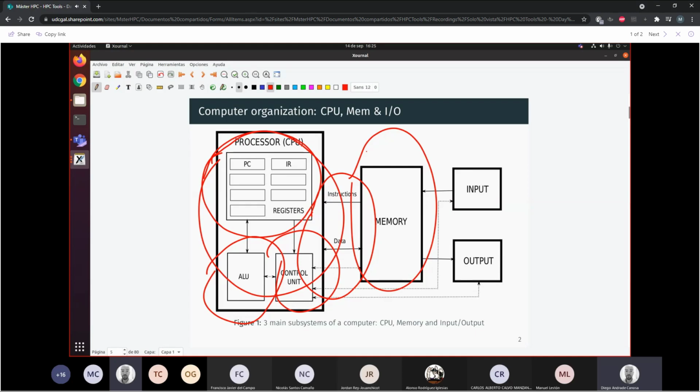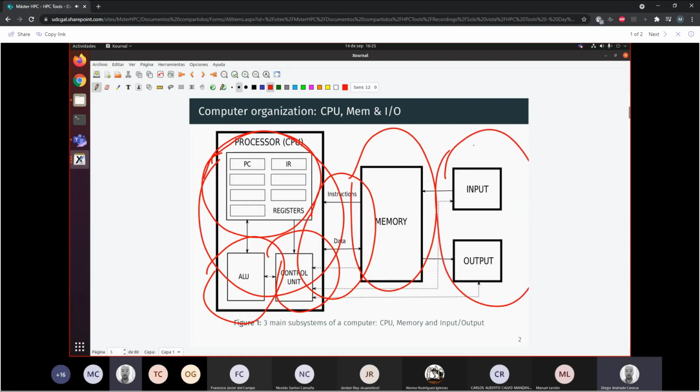In the motherboard, we usually have pinned something that is called the main memory, that is usually sold in memory modules. Okay? And then below that, we have the input-output system, where we connect things like the graphic processing unit or the hard drives. Okay?